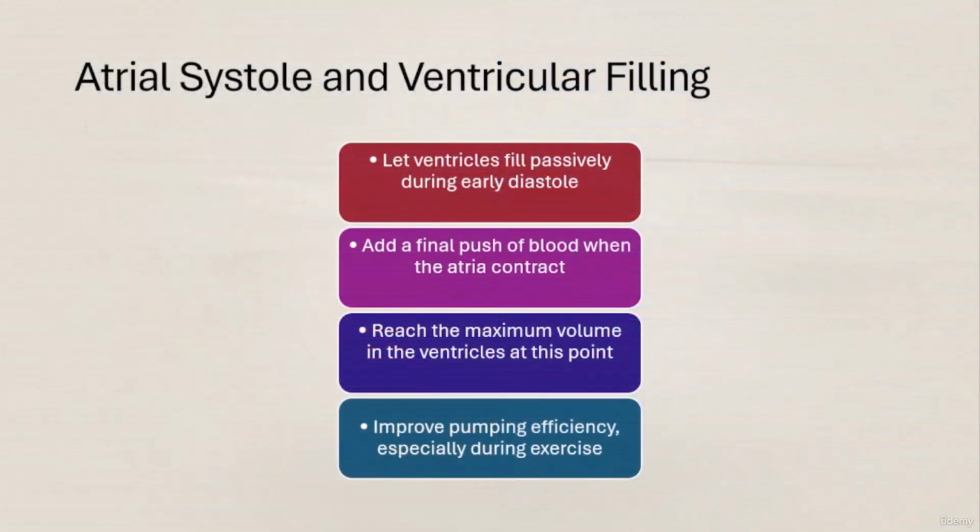At the end of diastole, the atria contract briefly to push a little more blood into the ventricles, and this small push helps the ventricles fill completely before they contract. Even though this step seems small, it helps increase the efficiency of each heartbeat, especially during exercise when the heart needs to work faster. After atrial systole, the ventricles hold the maximum amount of blood they will pump out in that cycle.